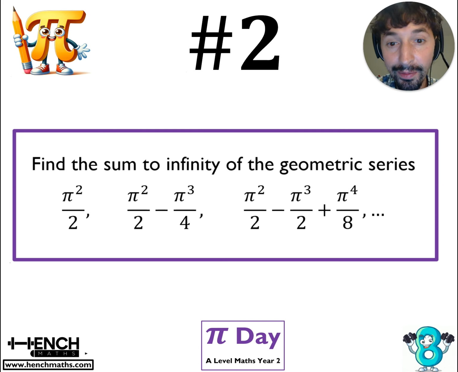So find the sum to infinity of the geometric series. The first term is pi squared over 2, the second term is pi squared over 2 subtract pi cubed over 4, and then the third term is pi squared over 2 subtract pi cubed over 2 plus pi to the power 4 over 8, etc. So we need to find the sum to infinity of this geometric series.